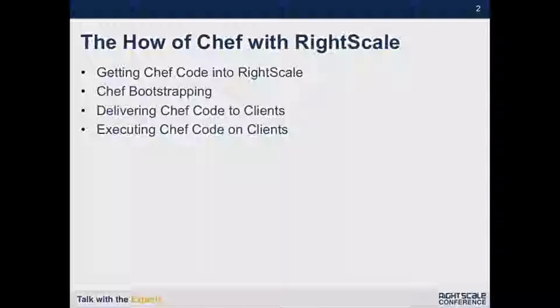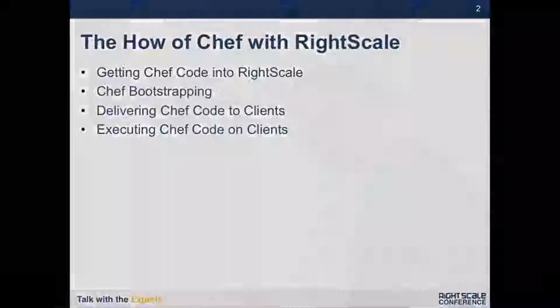I'm going to tell you how you get Chef code from your development environment where you're writing your code and getting it into RightScale so that we can use it and we can start putting together templates of servers that you're going to configure and set up with Chef. Talk a little bit about Chef bootstrapping, sort of how we get Chef on the running virtual machines so that you can actually execute Chef and compile that code and converge your systems. I'm going to talk about how that code gets delivered to your instances and then how it actually runs.